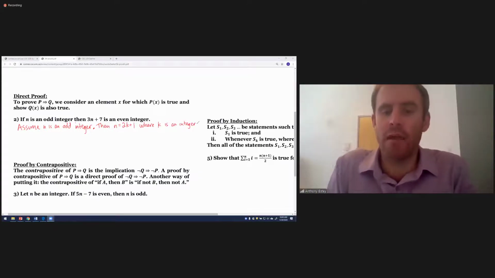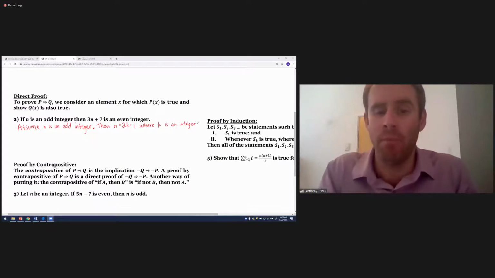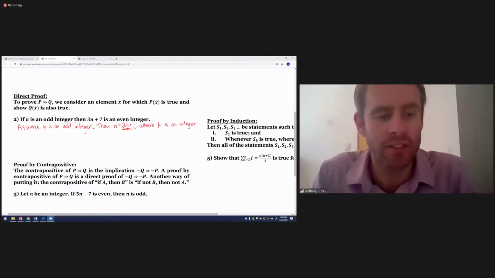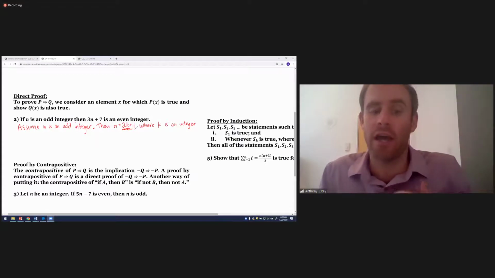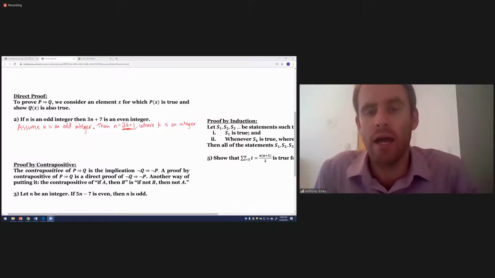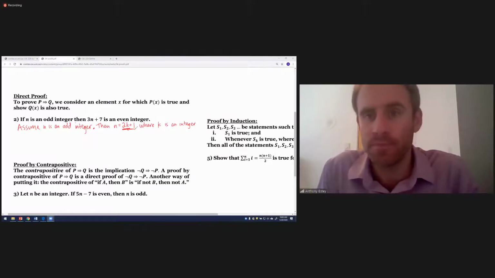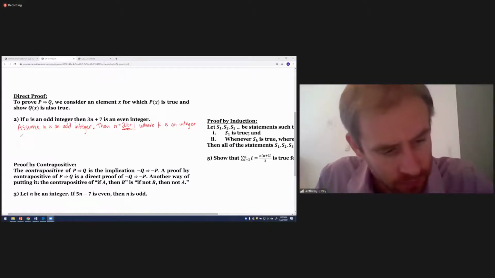Because if we multiply any integer by 2, we know that that's going to be an even number. So if we multiply an integer by 2 and then add 1 to it, we know that that's going to be an odd number. So if we're assuming n is an odd number, then there exists an integer k where 2 times k plus 1 equals n.